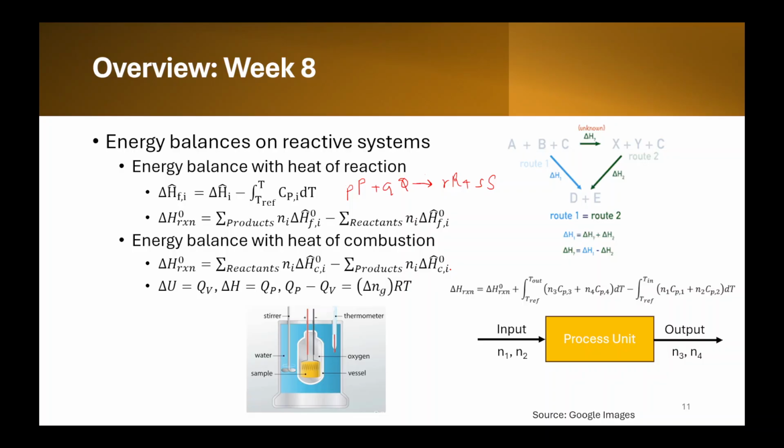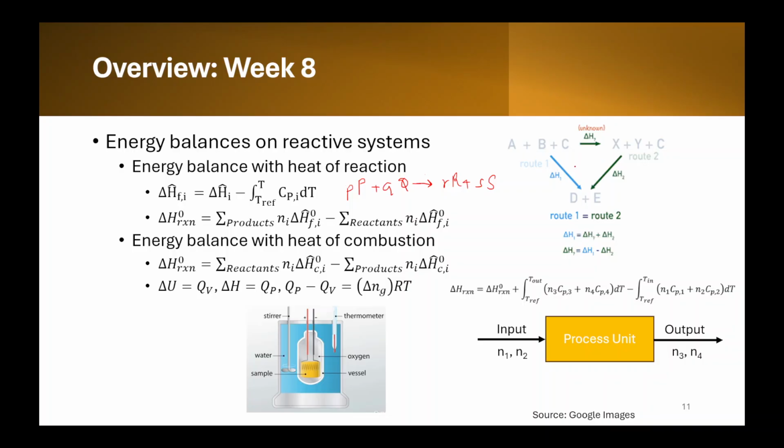Then we also discussed Hess's law. Hess's law is basically given by this schematic. Suppose you want to go from A plus B plus C giving D plus E. So this is one route.